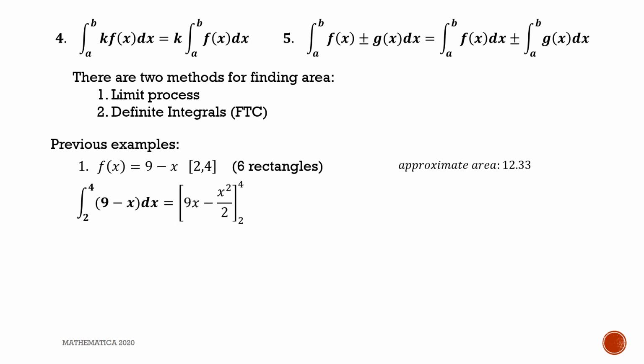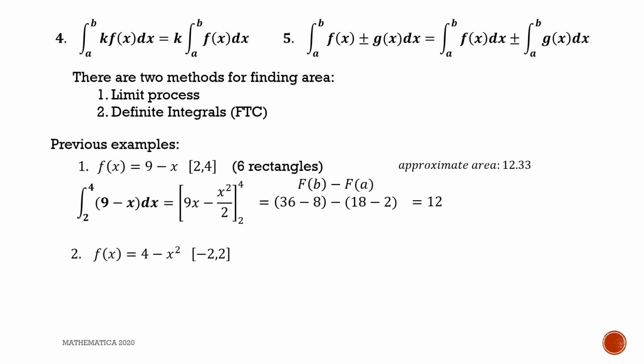We simply find the antiderivative. We evaluate f of b minus f of a, meaning that I'm going to replace x with 4 and then subtract it with x being 2. So I end up with 36 minus 8, that's when x is 4, minus 18 minus 2 when x is 2. So there's my f of b minus f of a. When I evaluate this, I end up with 12. 12 is the area underneath the curve for this function 9 minus x between 2 and 4.